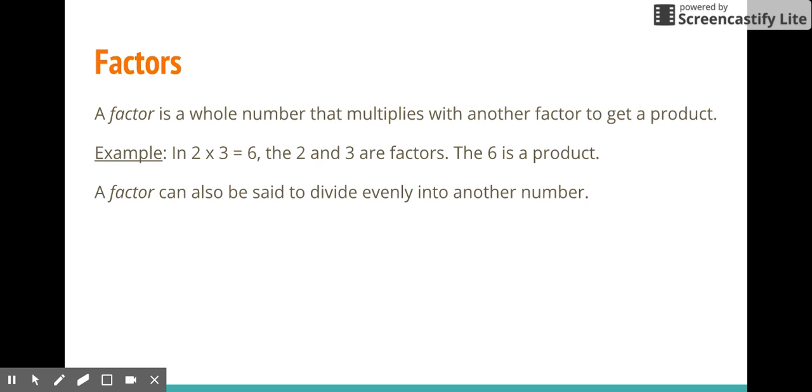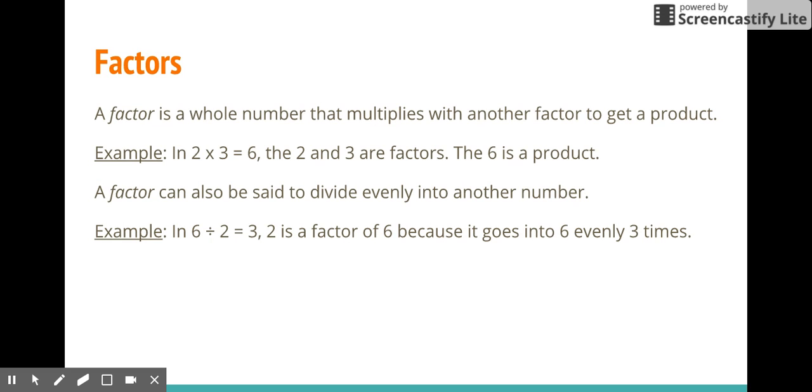You can also say that a factor can divide evenly into another number. For example, we would say that 6 divided by 2 equals 3. In that number sentence, 2 is a factor of 6 because it goes into 6 evenly 3 times.